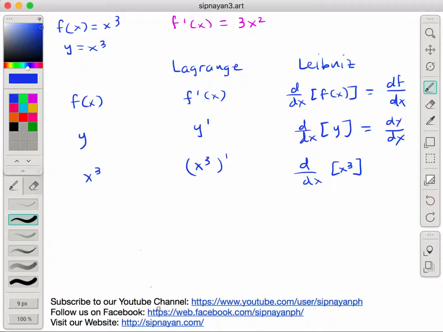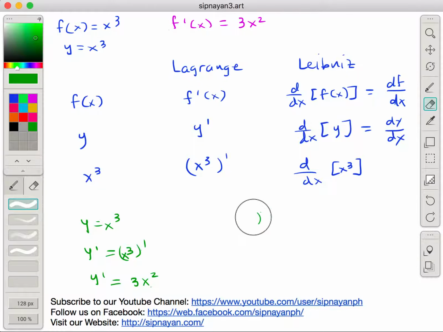Okay, so for example, gagamitin natin yung kay Lagrange dito sa equation na to. So y equals x cubed. If you use Lagrange notation, so get the derivative of both sides. Y prime equals x cubed prime. So the x cubed prime means the derivative of x cubed. But we know that the derivative of x cubed is 3x squared. So pag may nakita ka dito, para siyang operation, may mangyayaring operation. Para siyang sine 30 degrees, so sine 30 degrees, may value pa siya, di ba? So para yung ibig sabihin ng d dx or yung prime.